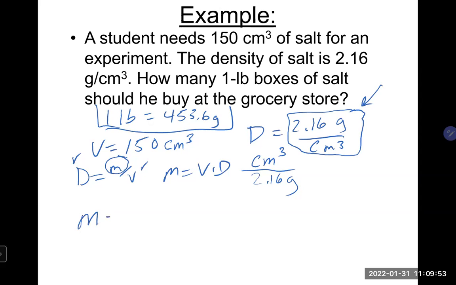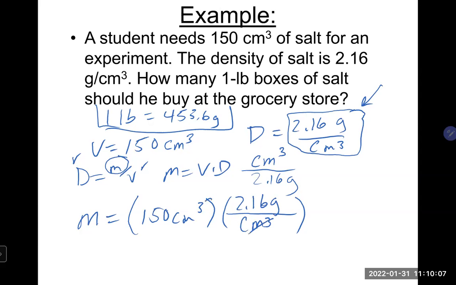So the mass would be our volume, which is 150 cubic centimeters. And again, I'll set it up a little bit like dimensional analysis: 2.16 grams up on top, cubic centimeters on the bottom. Here, the cubic centimeters cancel each other out. Multiplying across, 150 times 2.16 yields us 324 grams of salt on our calculator. Looking significant figure-wise, we are multiplying. That is 2, that is 3, which means we would round to something like 320 grams of salt.